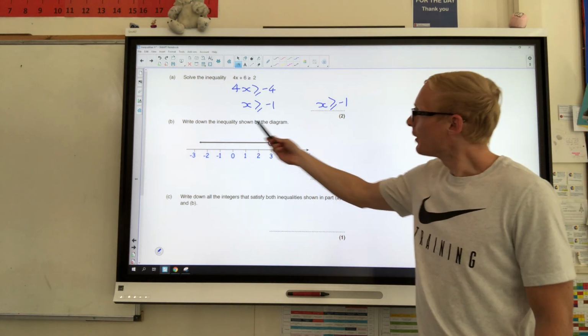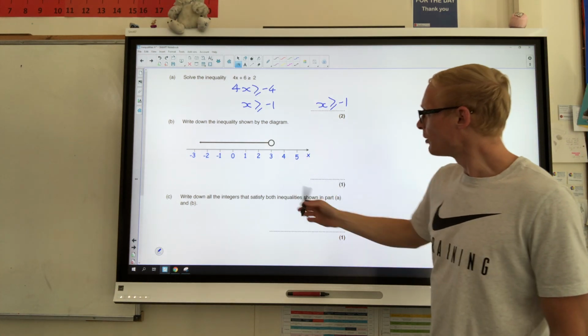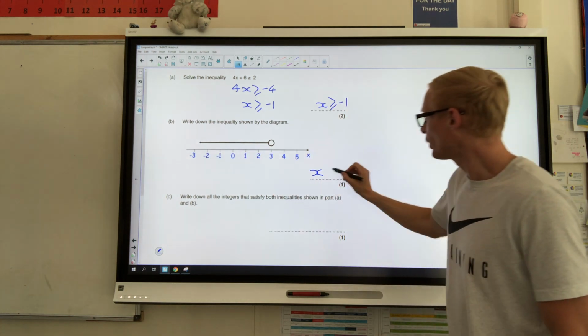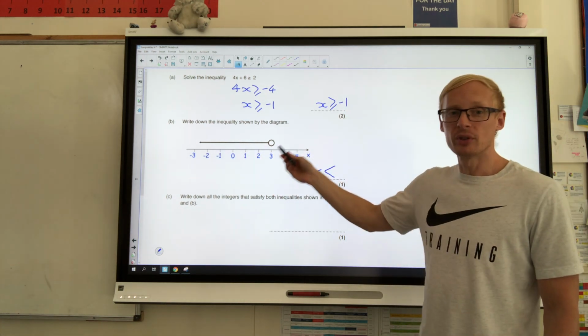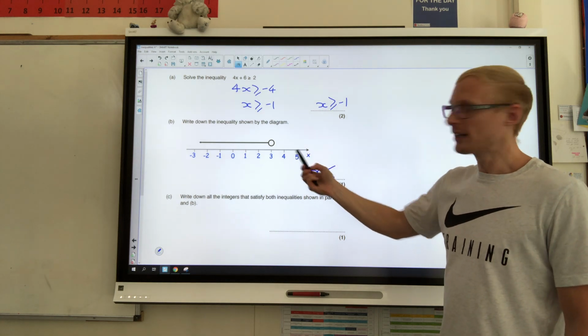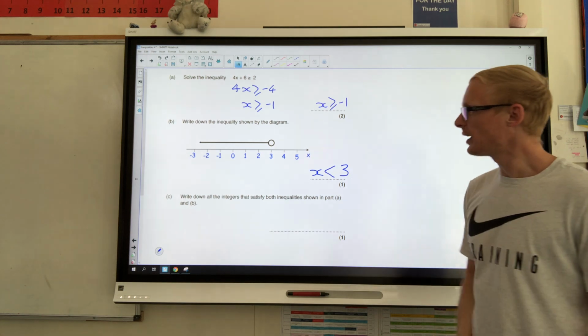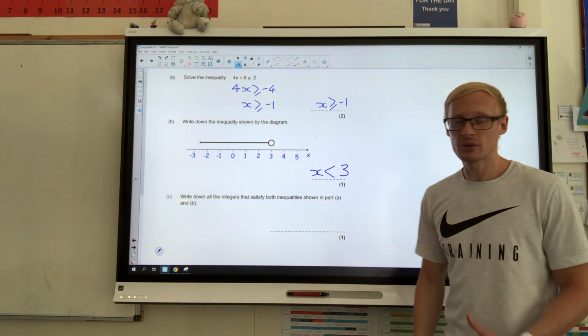For B, you're looking at the inequality displayed by that diagram. So we want to say x is, the arrow is going this way, so I'm looking for less than. It's an open circle, as we talked about in lesson 1, so I don't need equal to. So x is less than 3. So that's going to be your inequality for that answer.